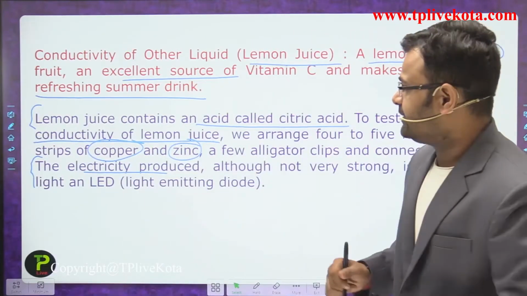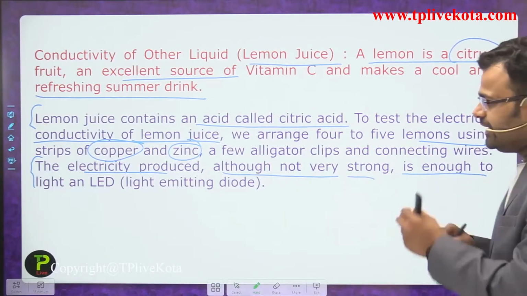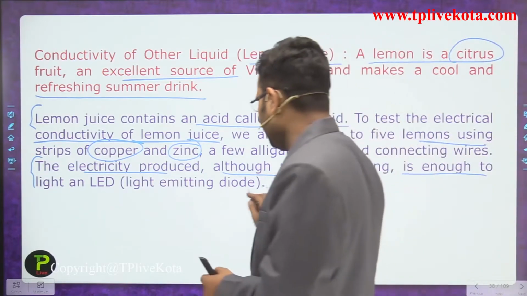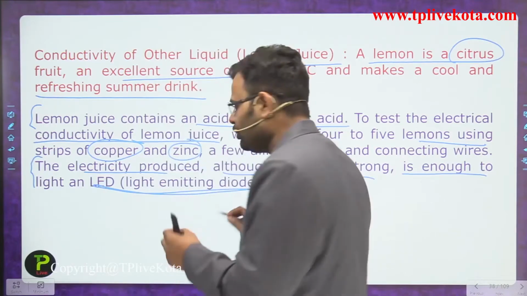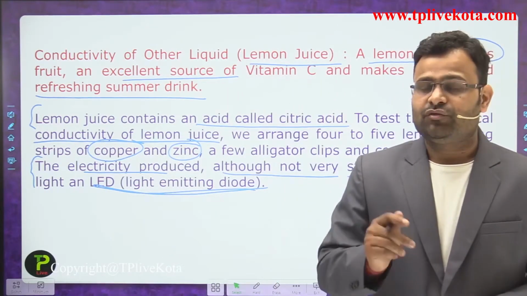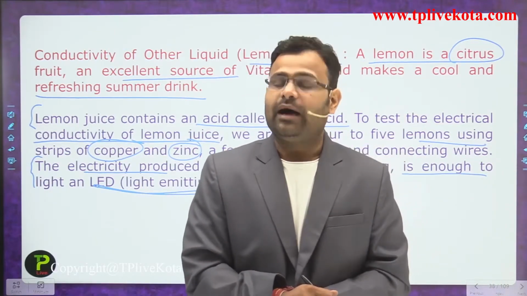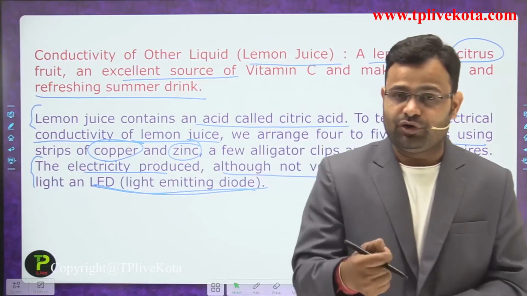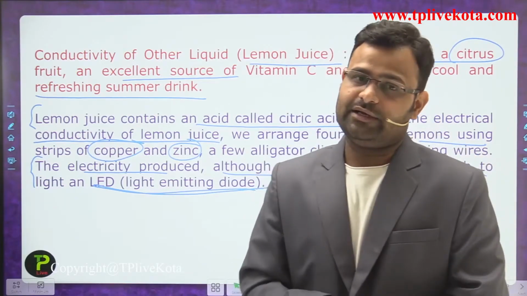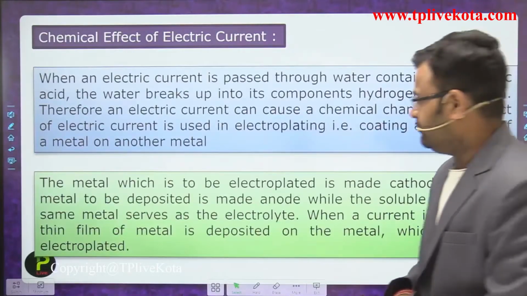But why is the electricity produced? Although not very strong, it is enough to light an LED light, as a small voltage is developed due to the citric acid. Why, guys? Because the citric acid has some ions, and those ions will flow, and when the ions flow, current is developed. A small amount of current is developed here.